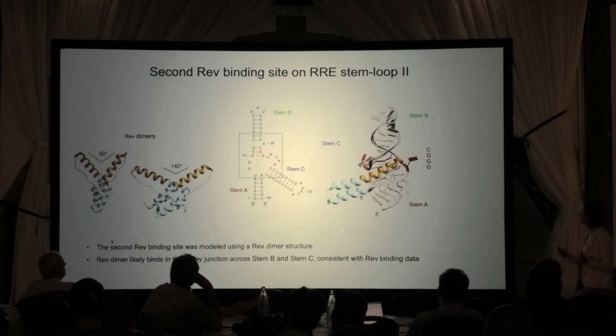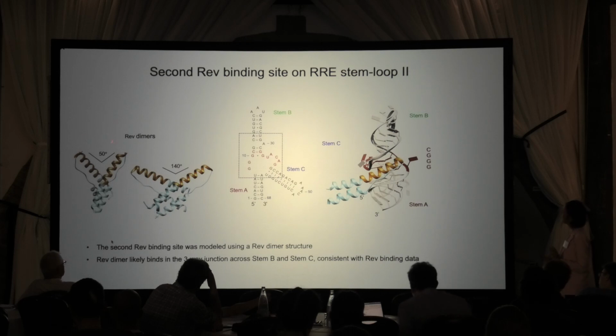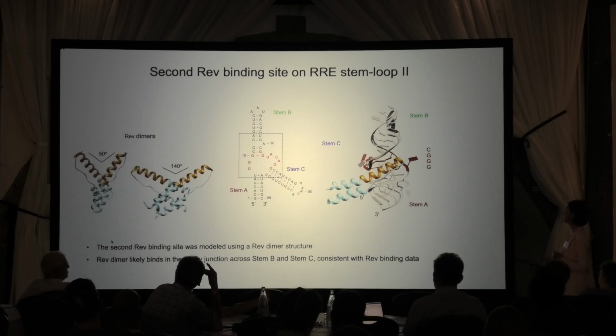All right, so where does the second Rev bind? The second Rev binding site was modeled using a Rev dimer. Rev dimer structures have shown that the angle between the two RNA-binding motifs can range from 50 to 140 degrees. So what I'm going to do is overlay the Rev dimer with one of the monomers that we modeled already and also adjust the angle.